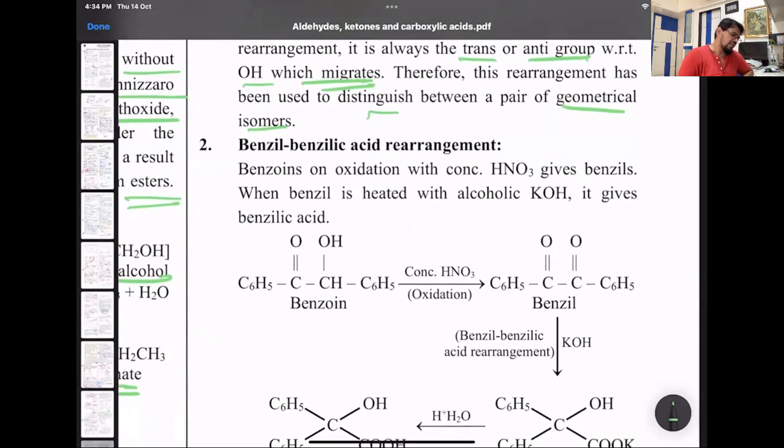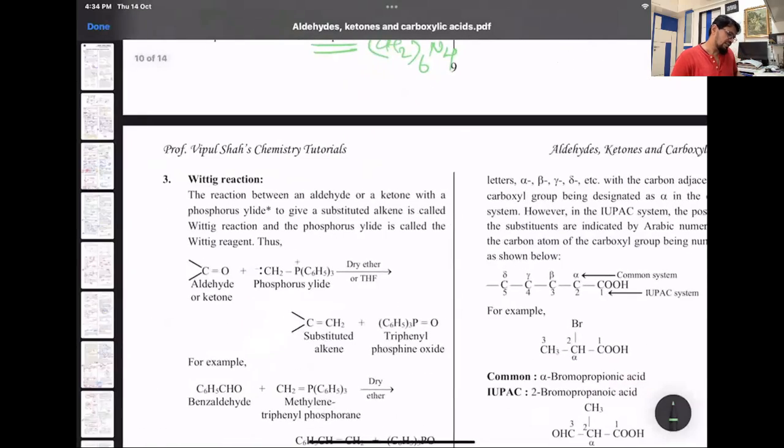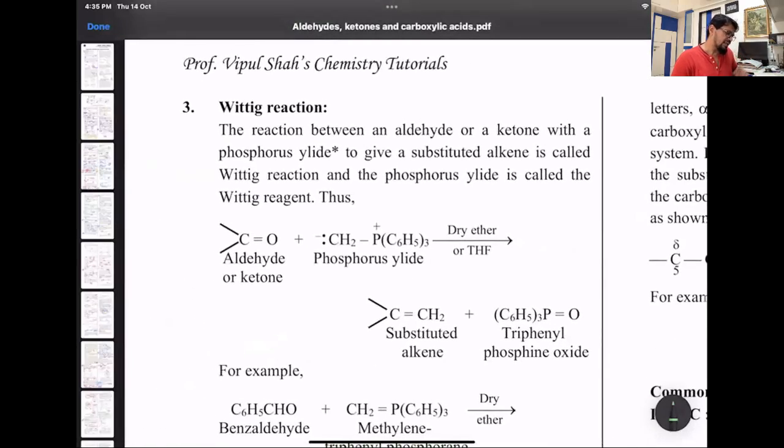This bond is also extra over there. That is a benzilic acid. Benzoin on oxidation with nitric acid gives benzil. This is an extra point, so don't bother much about that. Same way, this is also an extra point. That's a Wittig reaction. If you remember, we did a different reaction, the Fittig reaction, in halogens, similar in name. The Wittig reaction is the reaction between an aldehyde or ketone with a phosphorus ylide to give a substituted alkene. That's called the Wittig reaction. This is also extra, so don't bother much about this. It's fine, not a problem.